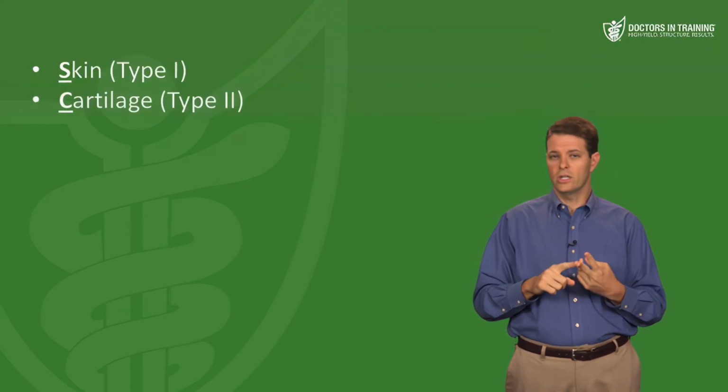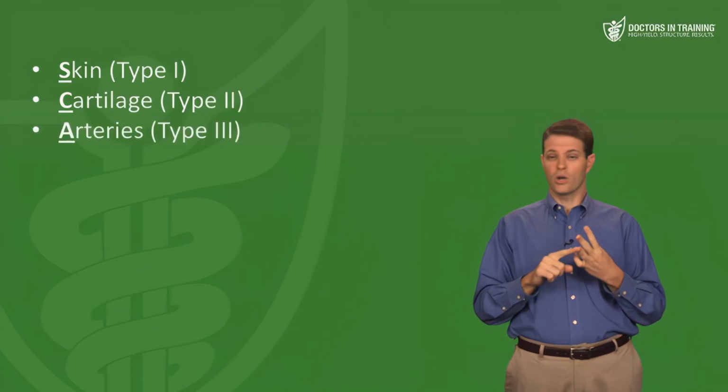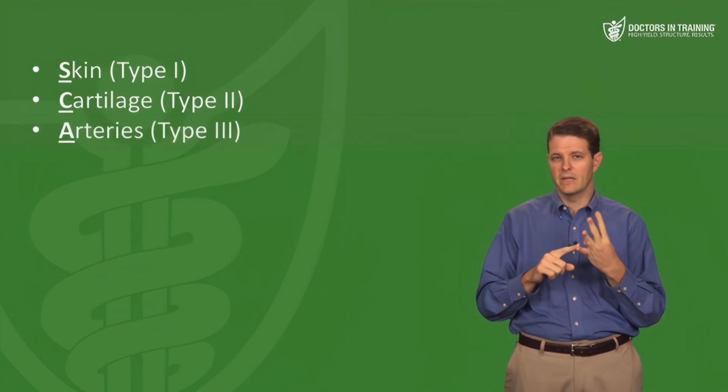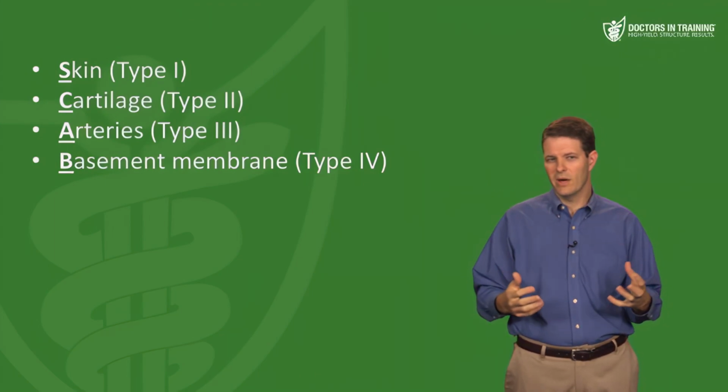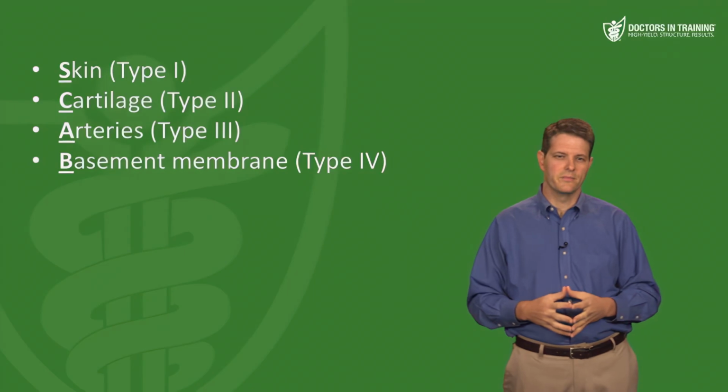The C is for cartilage, which is type 2. The A is for arteries, which is type 3. And then the B, again, is basement membrane, which is type 4. It's not quite as comprehensive a mnemonic as the other one, but it's still pretty decent.